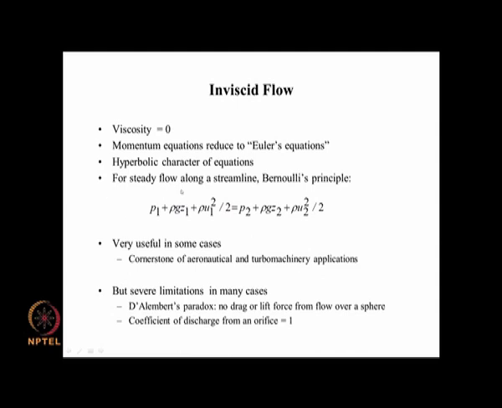And for steady flow along a streamline, you can have the momentum equations being written in the form of Bernoulli's equation, Bernoulli's principle, P1 plus rho g z1 plus rho u1 square by 2 equal to P2 plus rho g z2 plus rho u2 square by 2. So this is another form of the governing equation which is very useful in many cases, and it has been the cornerstone of aeronautical turbomachinery applications long before computers were invented and widely used.